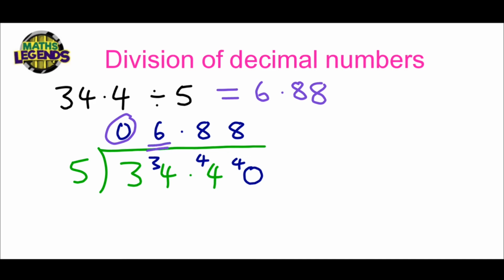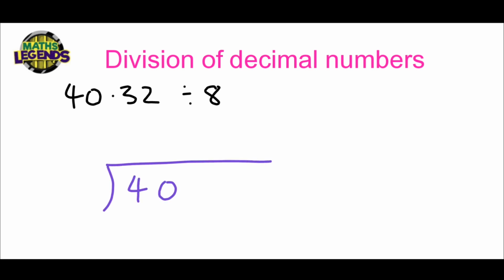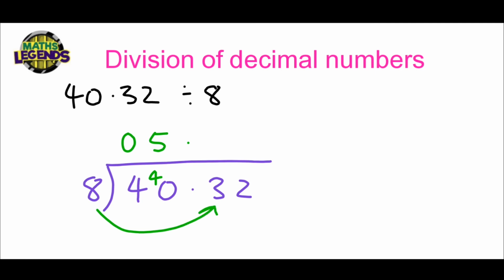Let's look at another example. 40.32 divided by 8. So again, we draw our bus stop, put the 40.32 in the middle, and place the 8 outside. We then ask ourselves, how many 8s goes into 4? Well, it doesn't, so we place 0 there, and we carry forward the 4. And then we ask ourselves, how many 8s goes into 40? That's 5. There's nothing to carry forward. Then we place the decimal point aligned with the bottom one. Then we ask ourselves, how many 8s goes into 3? Well, it doesn't, so we place a 0. And then we have 3 to carry forward. So now we ask ourselves, how many 8s goes into 32? That's 4. So the answer here is 5.04.